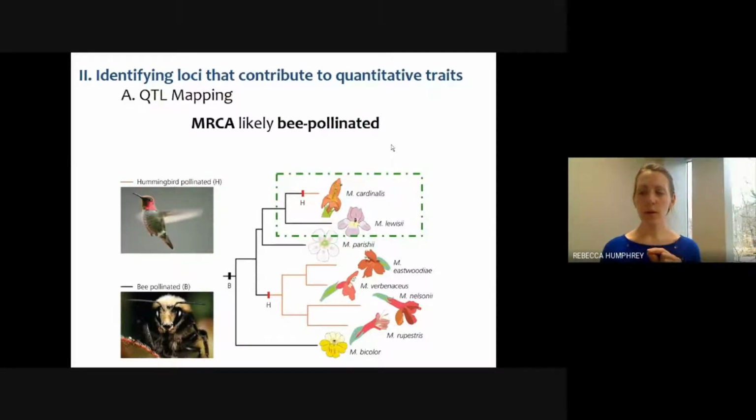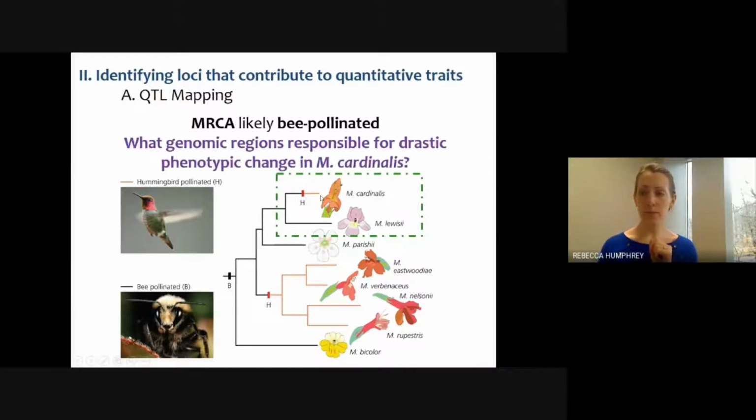Okay, so we know from phylogenetic analyses that the most recent common ancestor to these two sister species was likely bee pollinated. So then we're looking specifically for traits that lead to or cause a transition to hummingbird pollination in this lineage, Mimulus cardinalis. So that's our question. What parts of the genome are associated with these phenotypic differences between lewisii and cardinalis?